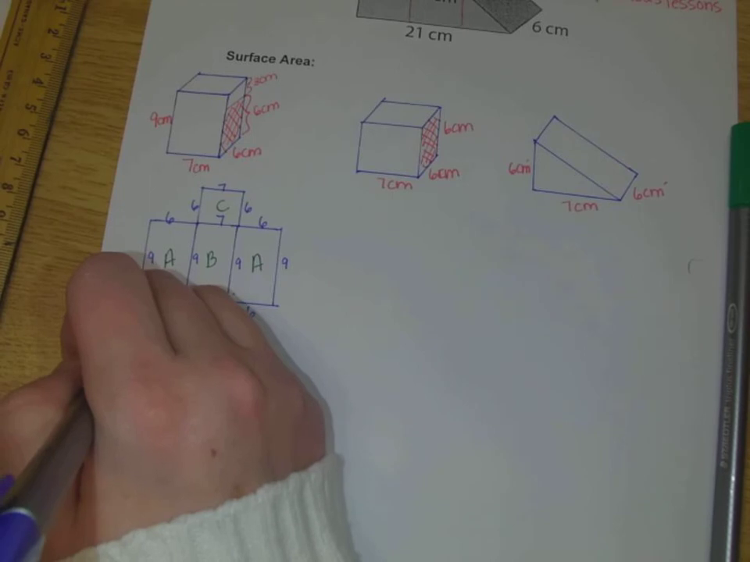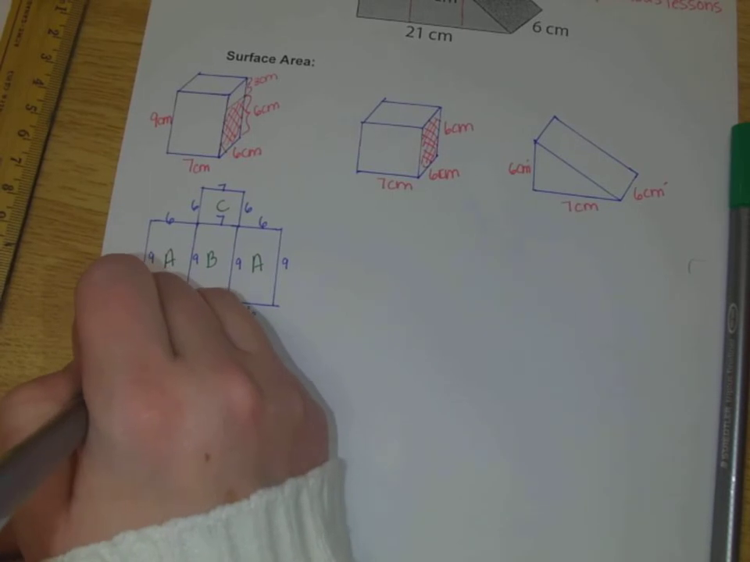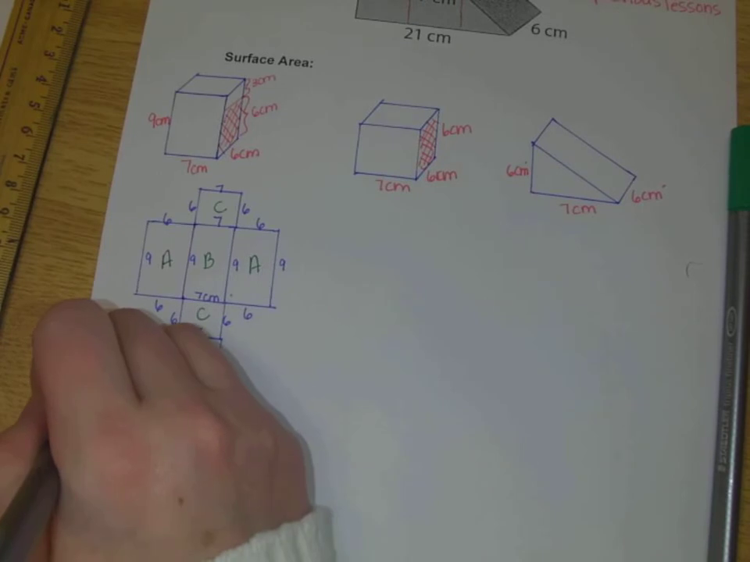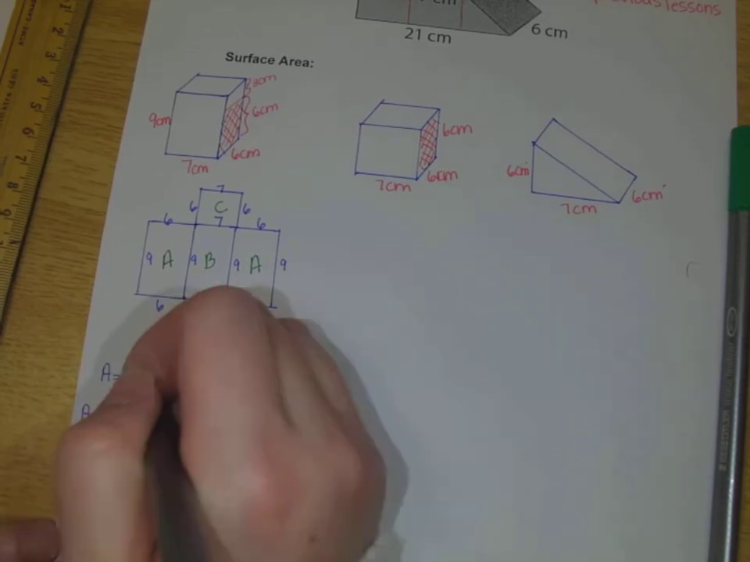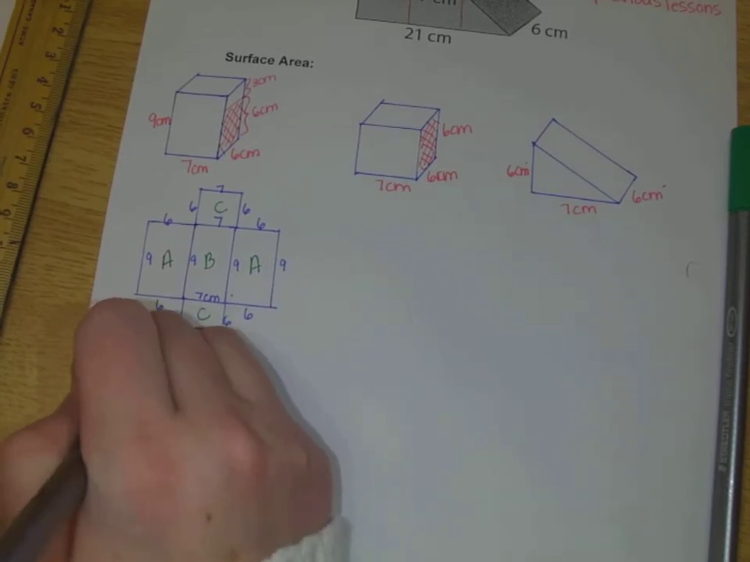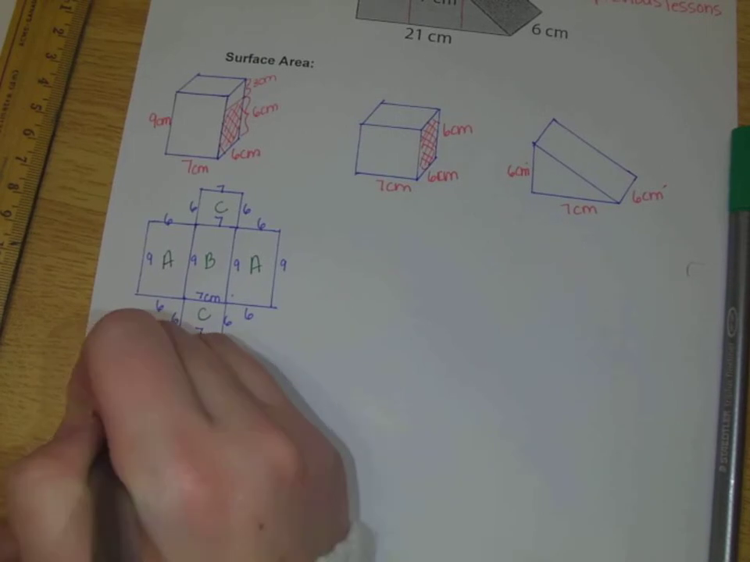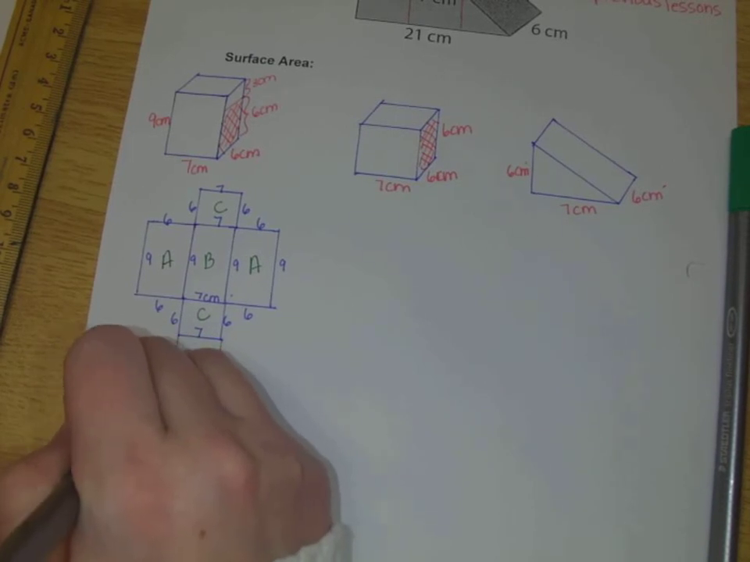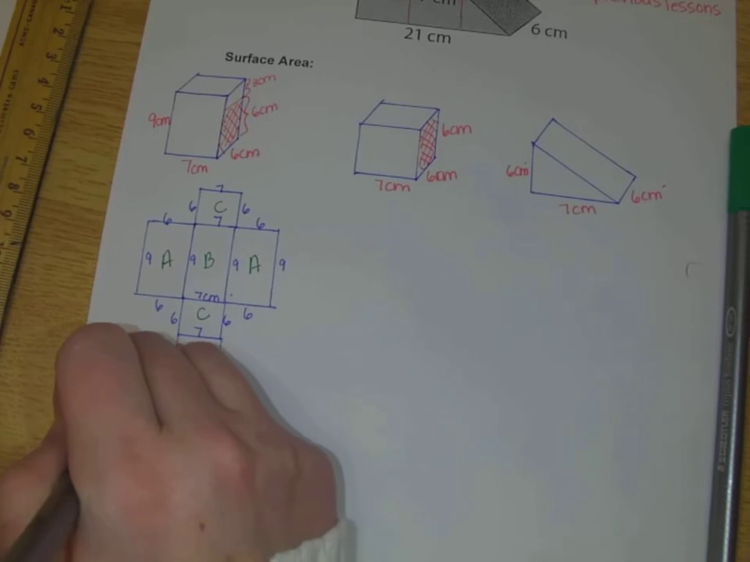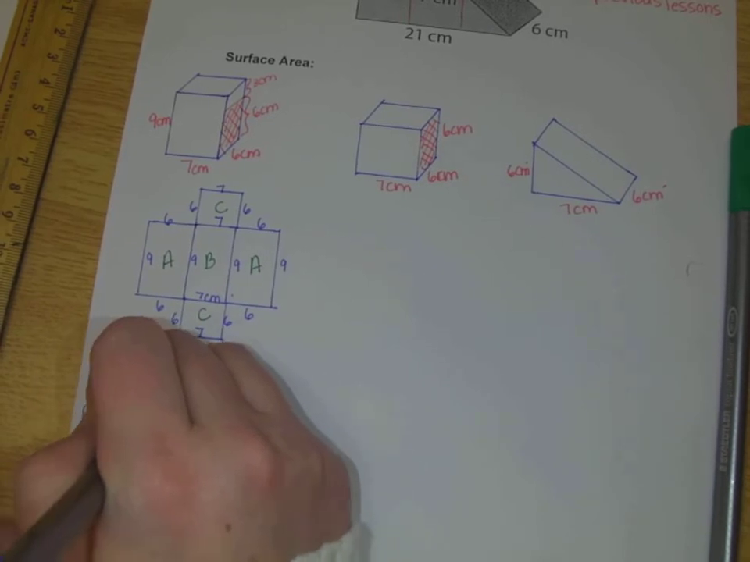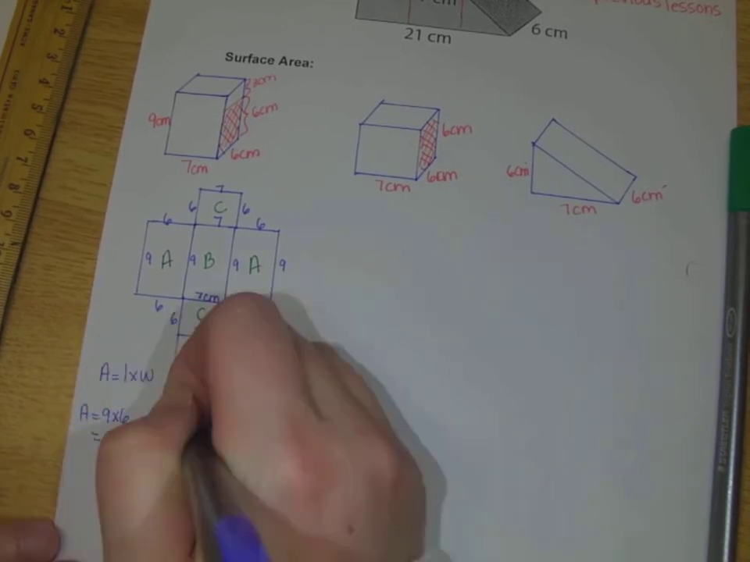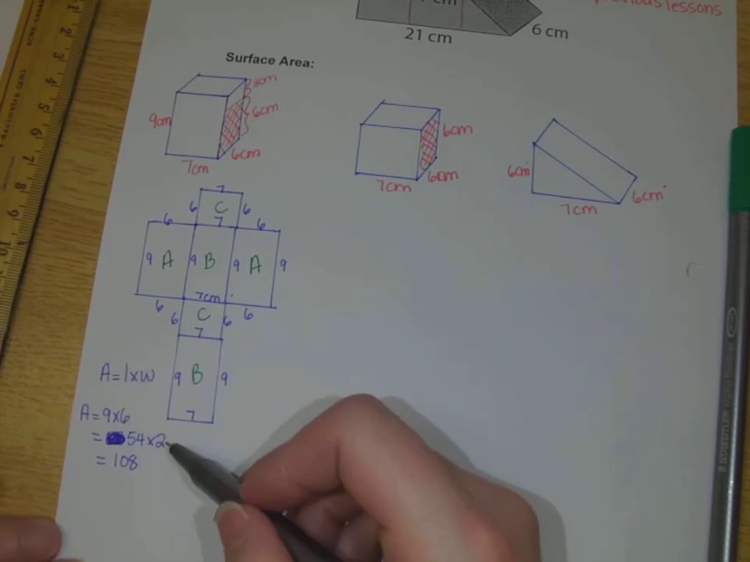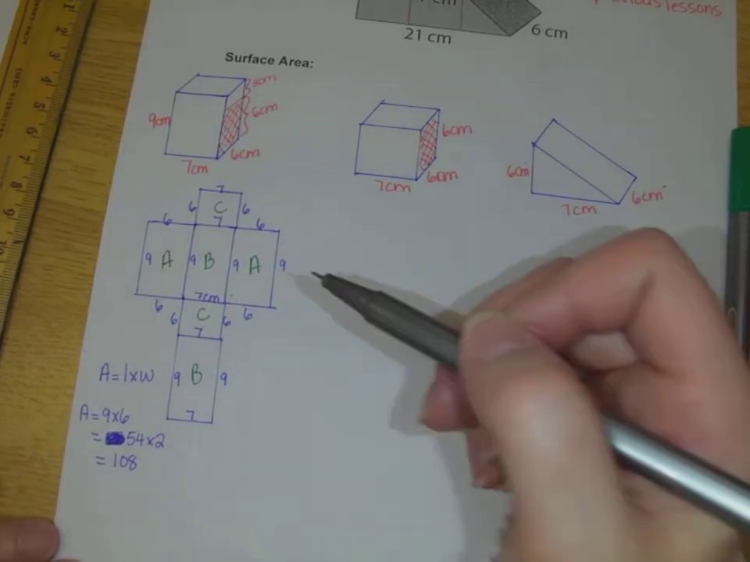So we know area equals length times width. Okay, so for shape A, it equals 9 times 6, which equals, sorry, 9 times 6 is 54. And we're timesing that by 2, which gives you 108. Now, why did we times it by 2? Because there's 2 shape A's.